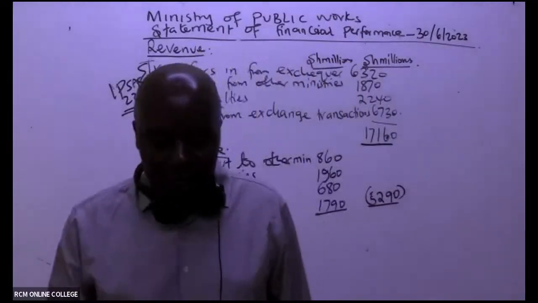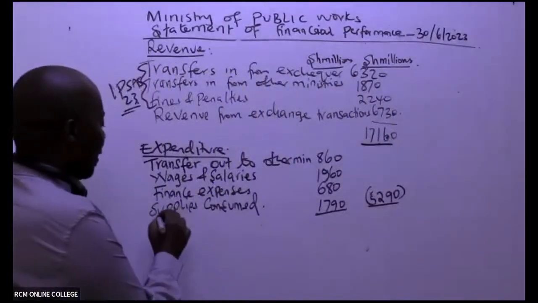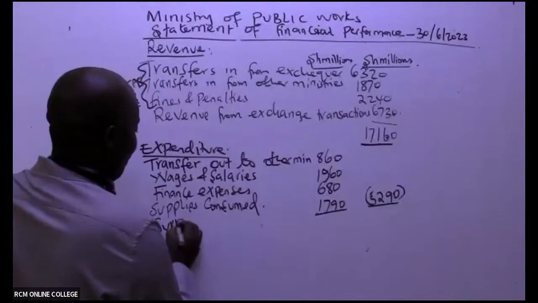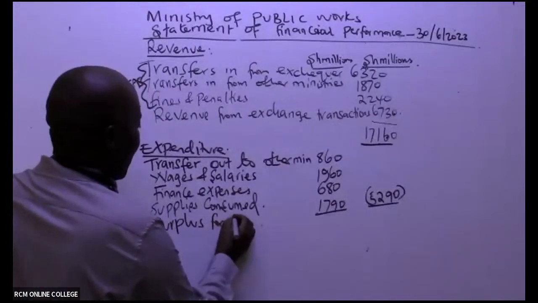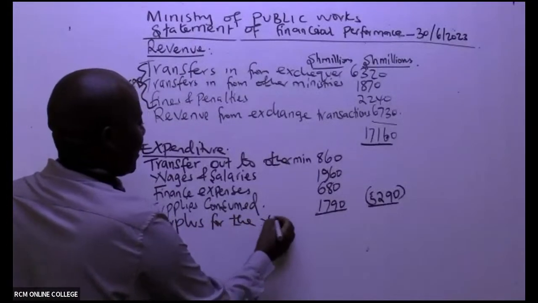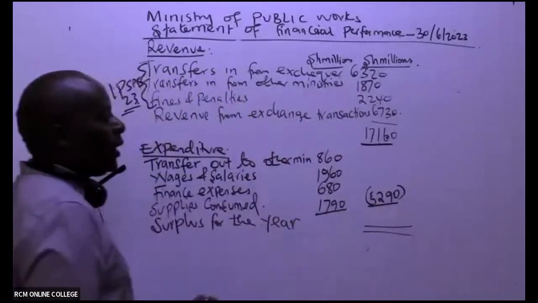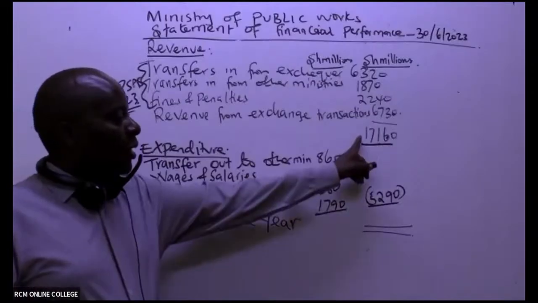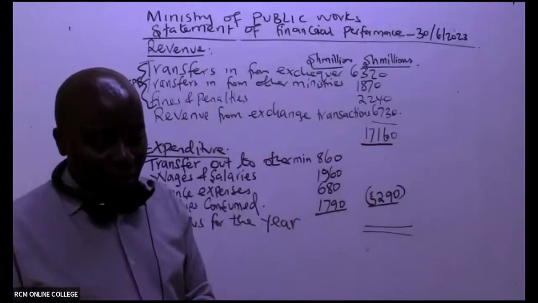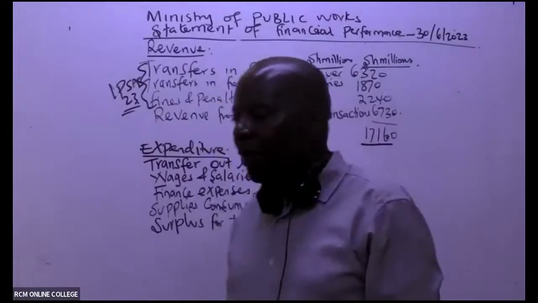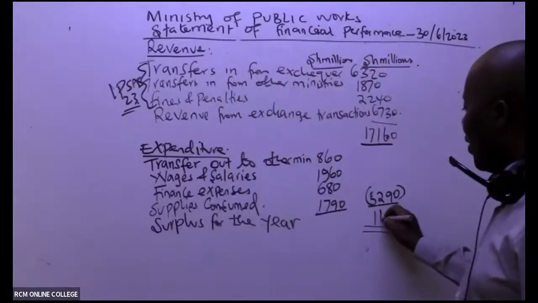So basically we have here surplus for the year. How much are we getting as a surplus for the year? This minus this. This minus that. 11,870. This is really very good.